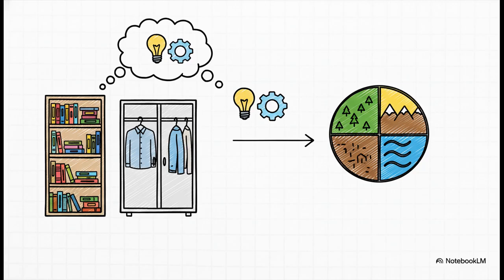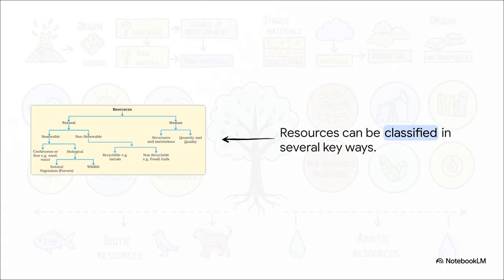Now, what if I told you that this same simple idea applies to something as huge and complex as our planet's resources? And this is how it all comes together. This chart you see here, it's like our map for today's lesson. It shows us the different ways we can classify resources. We're going to walk through each of these main categories to really understand what they mean.